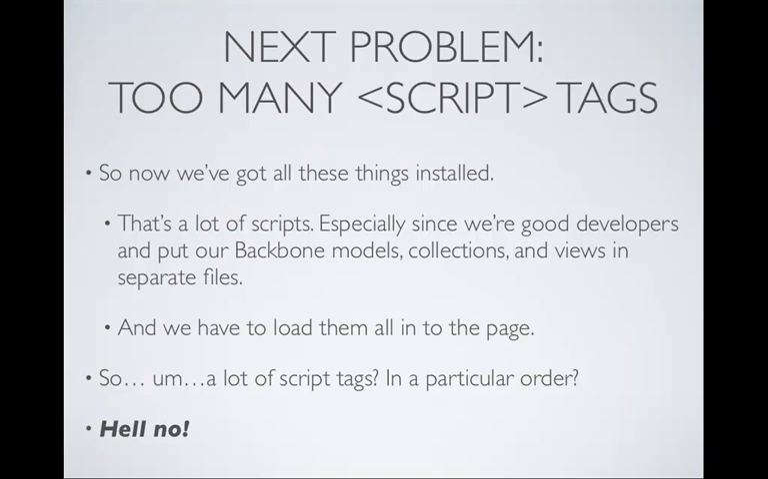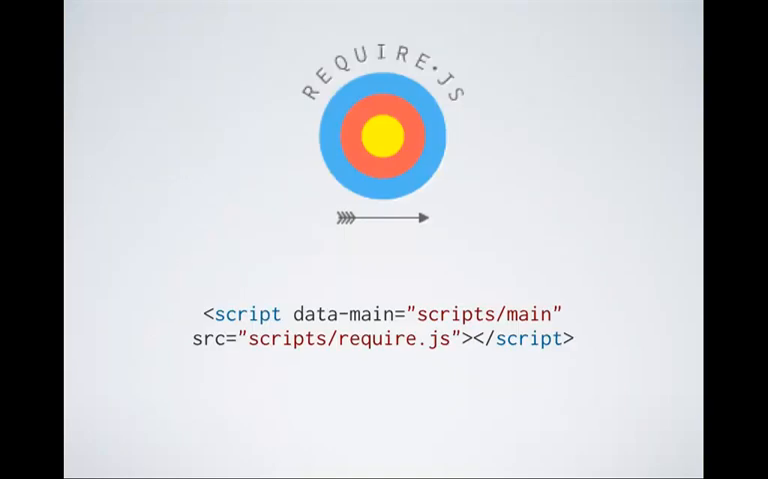So now we have all our libraries, but our next problem is we have too many script tags. We've got to get all these things included in the HTML, especially because we are good developers and we're going to put all of our backbone models, views, collections into separate files and namespace them in separate directories and whatnot. We've got to load them all into the page. So a lot of script tags, that's a terrible idea because one gets out of order and your whole application doesn't work and you spend 90 minutes debugging a stupid simple thing, or maybe that's just me.